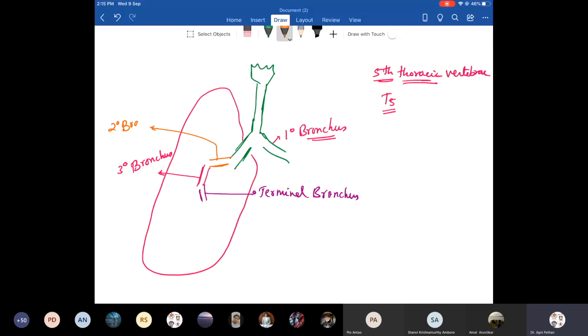Your questions should be in the chat box. Then, the tertiary bronchus will further divide into what? Into lobular bronchiole. After the tertiary divides into lobular bronchiole, it further divides into terminal bronchiole.